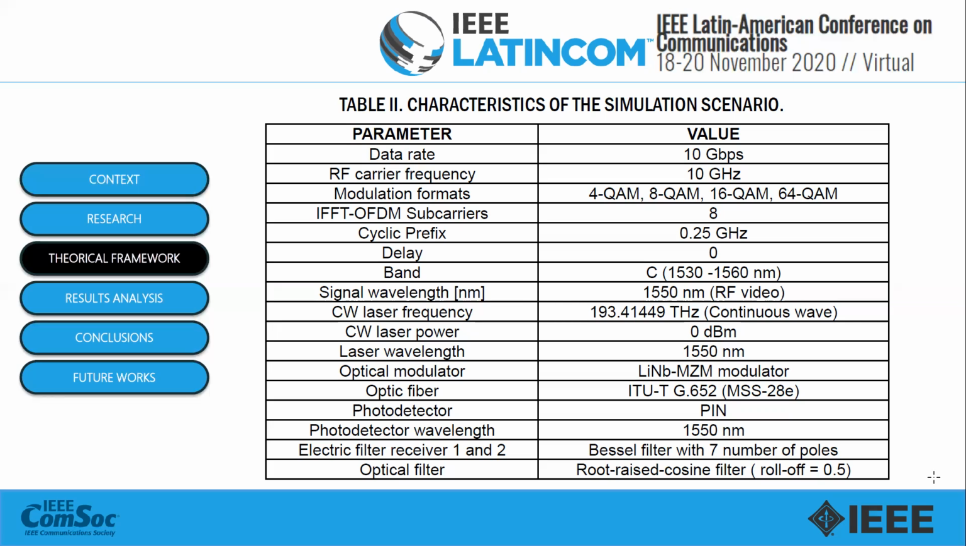Optical modulator used was a Mach-Zehnder modulator, optic fiber ITU-T G, the standard one. Photodetector used was the PIN. Photodetector wavelength 15 nanometers. And electric filter receiver 1 and 2 was a Bessel filter with 7 number of poles, and the optical filter was a root raised cosine filter with roll-off of 0.5.